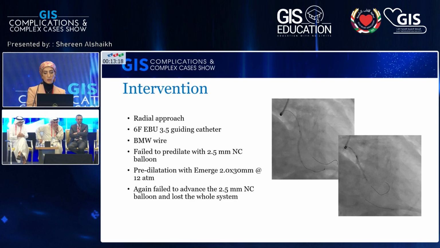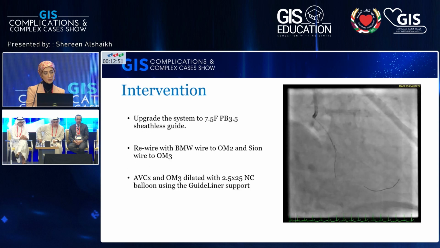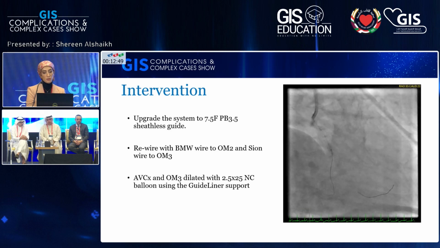He wired both branches with a PMW wire. He tried initially with a non-compliant balloon, but failed to advance the balloon. Therefore, he used a compliant balloon 2.0/30, which dilated the vessel well. Again, delivering the non-compliant balloon was difficult and failed, which resulted in the loss of the whole system. So at that moment, he upgraded.